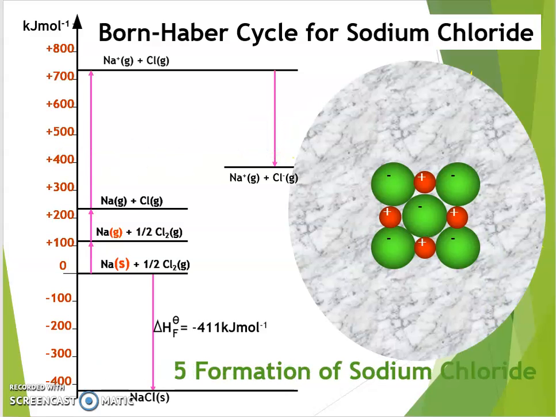Now the next step is formation of ionic crystal, that is formation of NaCl. The gaseous sodium ion and chloride ion formed in step number 3 and step number 4 above combine to give a solid sodium chloride crystal, that is Na plus Cl minus. Energy is released in this process also, and by definition this is the lattice energy of NaCl.